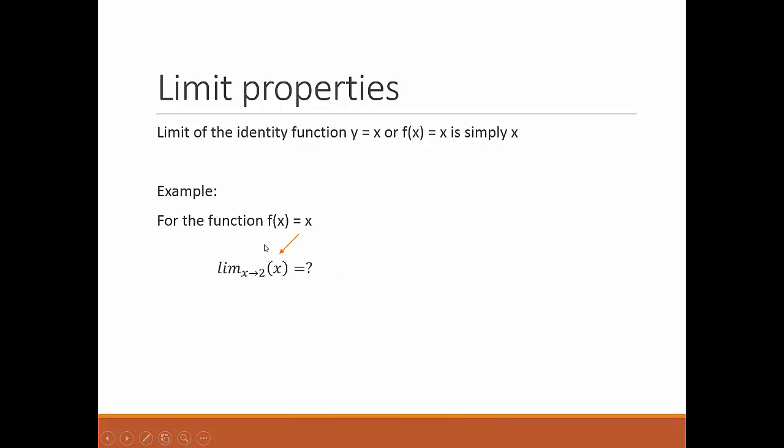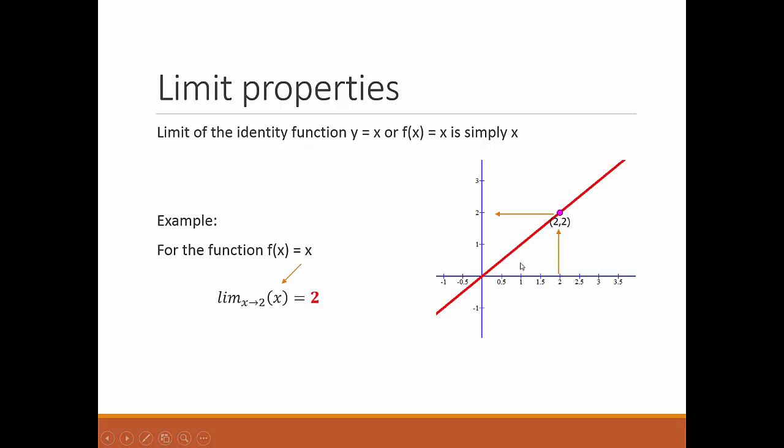So for example, for the function f of x equals x, I want to know what the limit is as x approaches 2 of my function, which is x. Well, we just said on the last slide that for every x value I pick, the y value's the same. So if I'm approaching 2, then my y value is going to be 2.